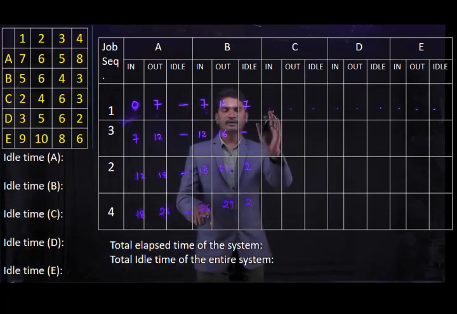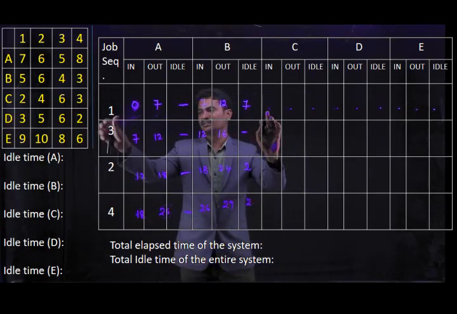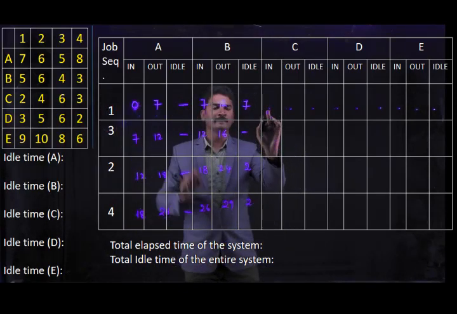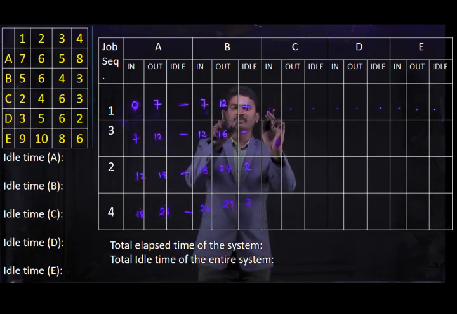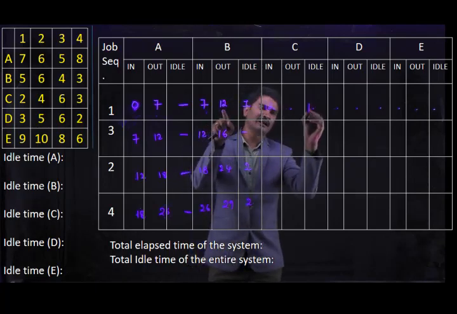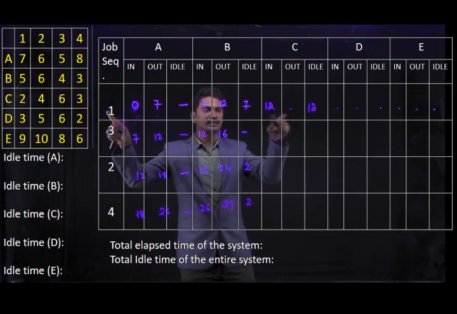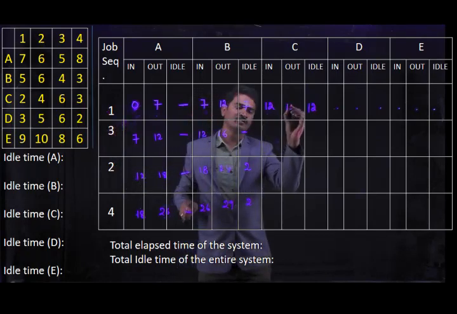Next, coming to machine C, what is the processing time of machine C? We started at the 12th hour. We are going to start the job at the 12th hour, so up to 12 it is in idle position, so the idle time is 12. For job 1, the processing time is 2 hours, so we are going to take 14.